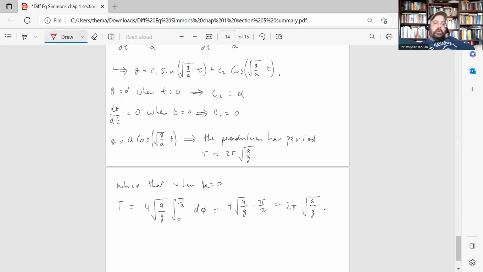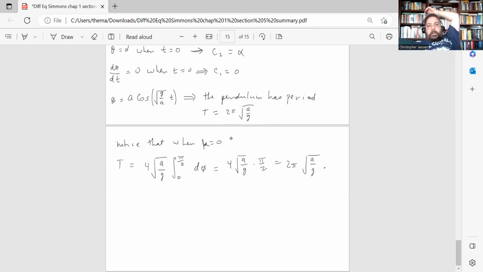The vertical motion of the pendulum oscillates like a sine or a cosine curve, right? It goes down, then back up, then down, and back up, and so on. So with that solution, since this is an approximate solution, the pendulum has approximate period 2π times the square root of a over g.